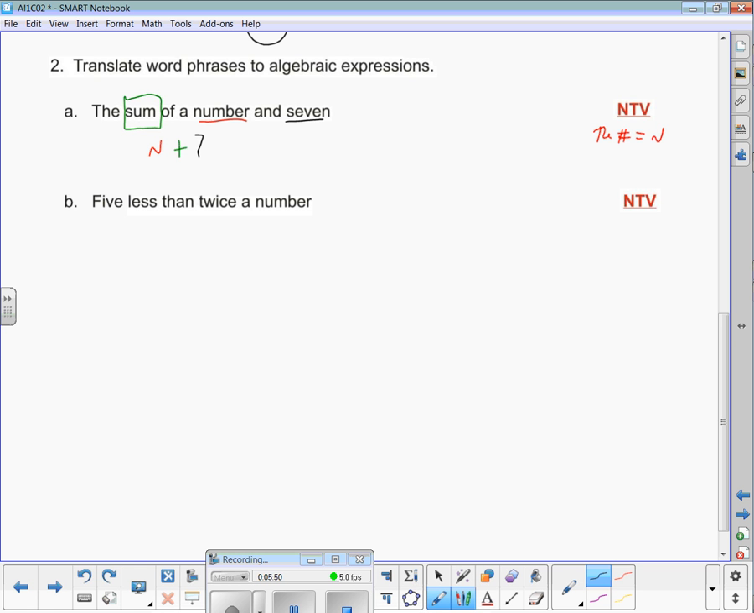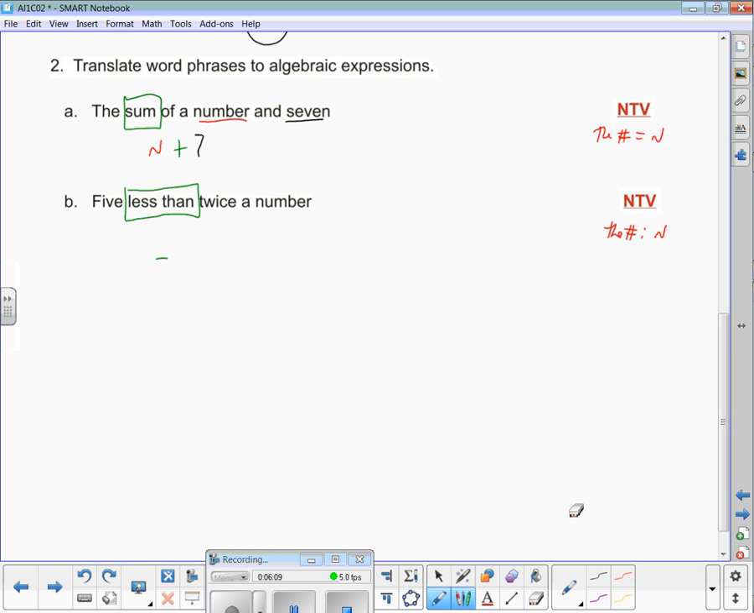Pretty simplistic, not a whole lot there. All right, let's take a look at the second one. 5 less than twice a number. All right, so again, the number is our variable, and again, I'm going to call it n. Start looking for operational words: less than. All right, we all know that's minus.